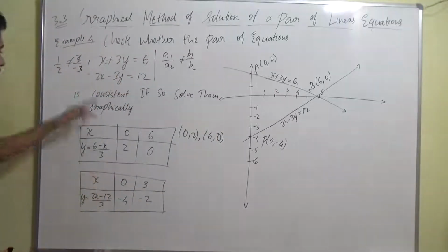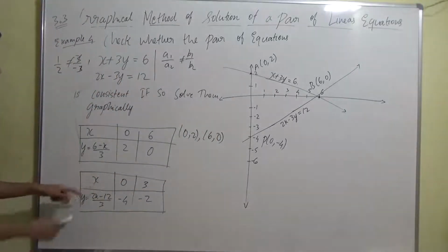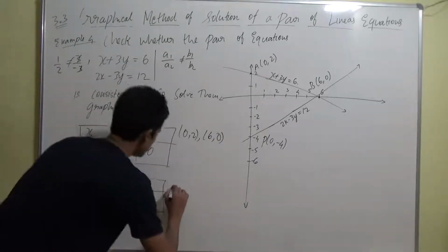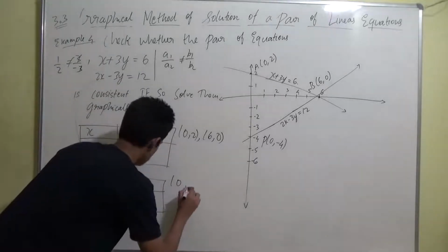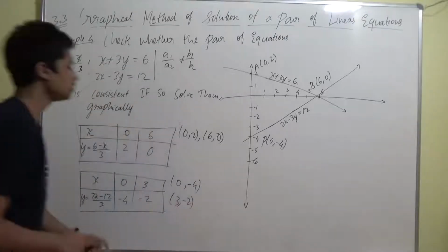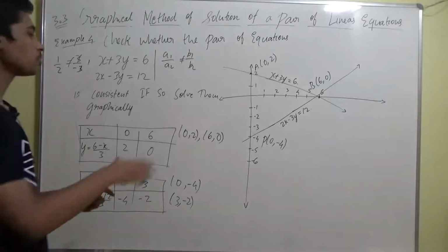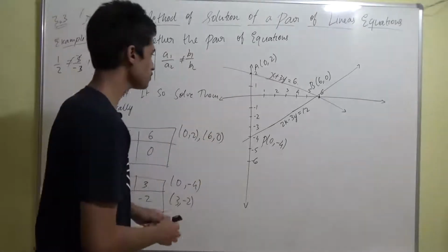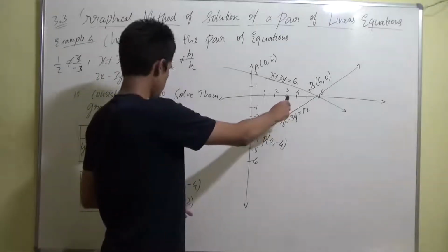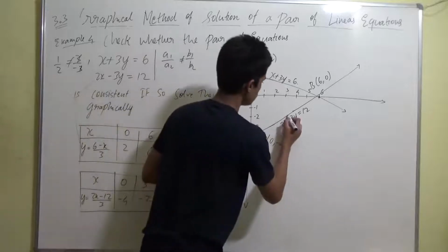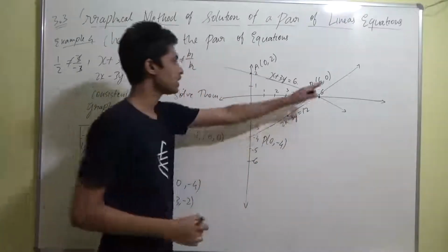Now let's go to the second equation. If you put in values of x and get the values of y, the coordinates which we get are (0, -4) and (3, -2). Now if you plot these 2 points in the graph, you get (0, -4) and (3, -2). When you connect them, you get a line like this.